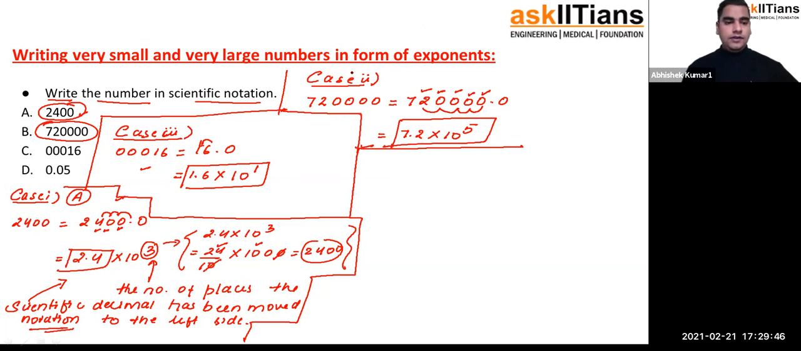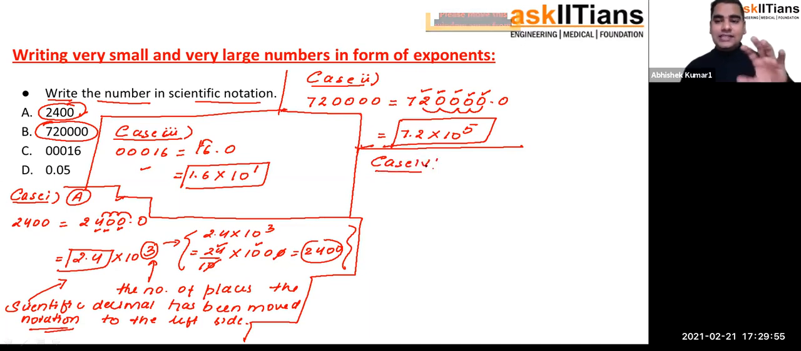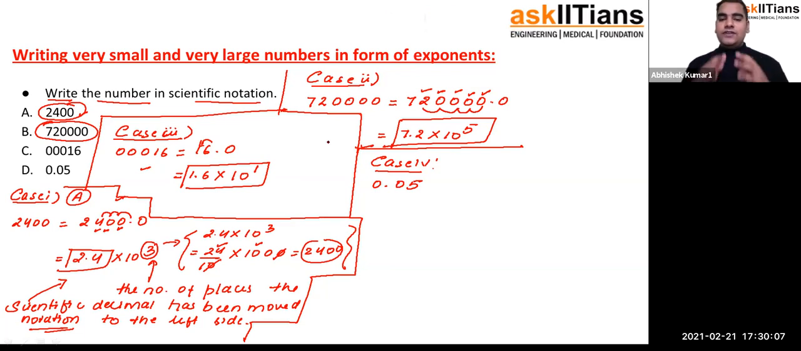No doubt. Shall we move to example number 4? So we have case number 4 now. In case 4, what is the number we have? This case is a bit different from the other cases, so be very attentive. We have 0.05. We have to write this number, which is 0.05, in the scientific notation or the standard form, you can say.